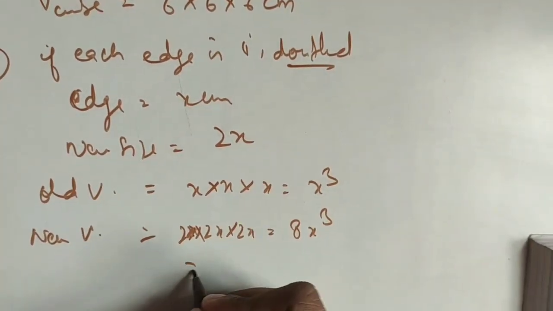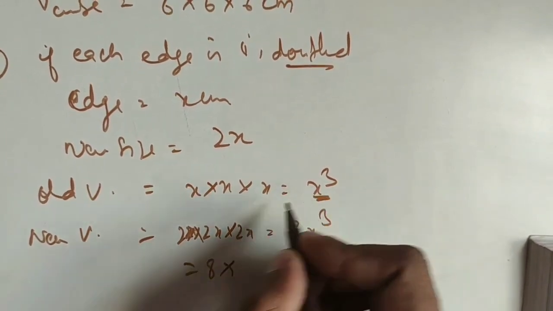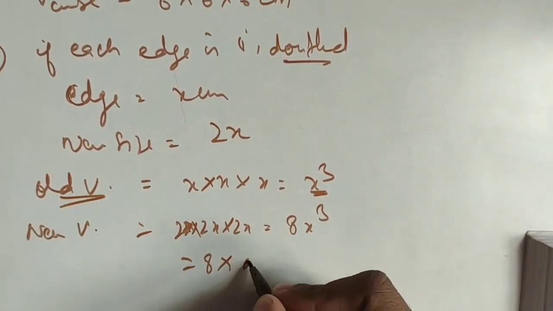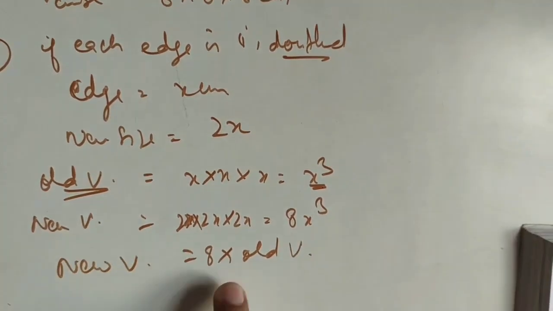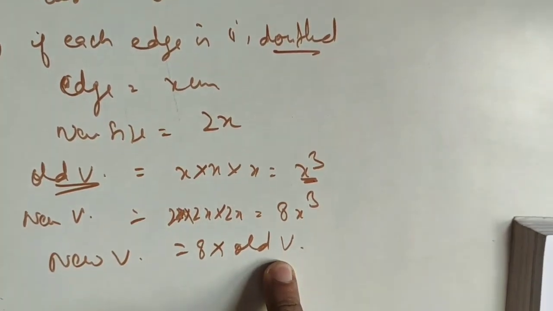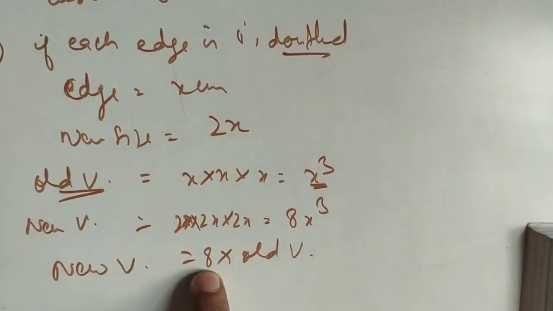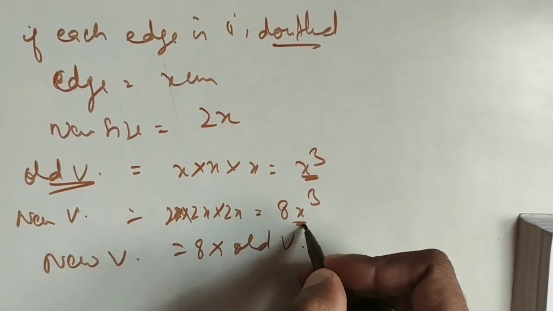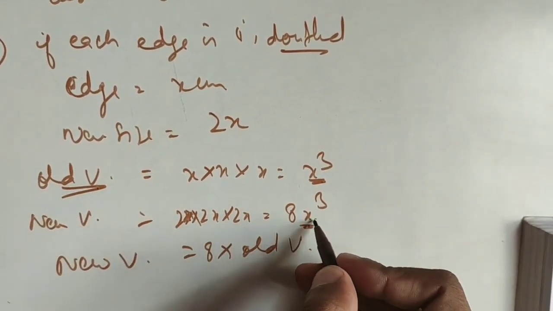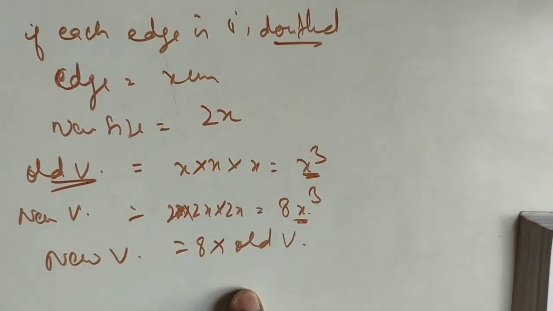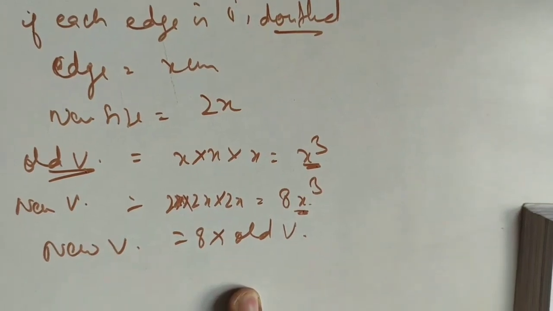Now this is nothing but 8 into this x cube. What is x cube? Old volume. So new volume clearly will be 8 times old volume. Why? Because this x cube is old volume. So I have substituted 8 multiplied by old volume. So new volume will be 8 times old volume.